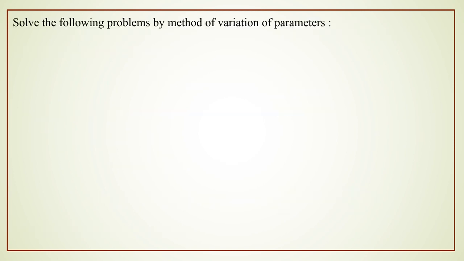Now let us solve the following problems by the method of variation of parameters. Here is the first problem: (D square plus 1) y is equal to tan x. Okay, so let me find the corresponding complementary function and the particular integral of it.